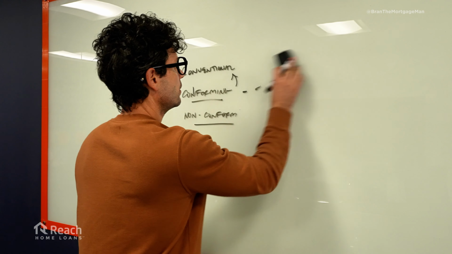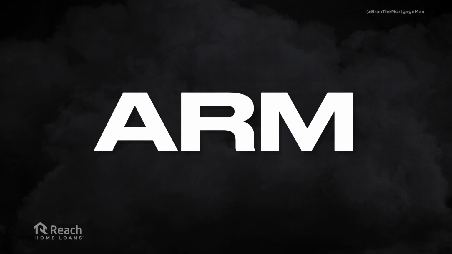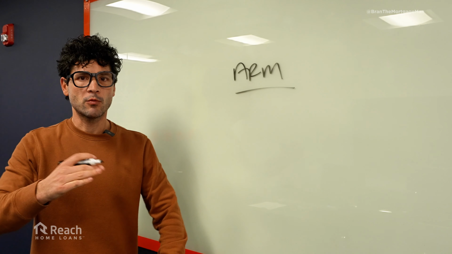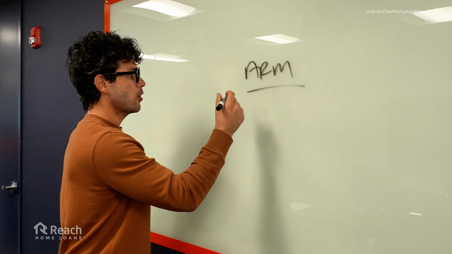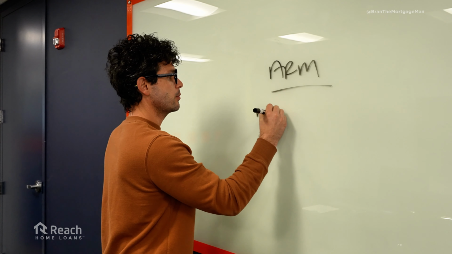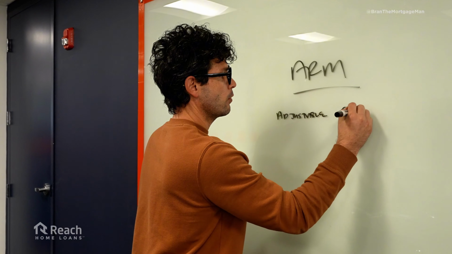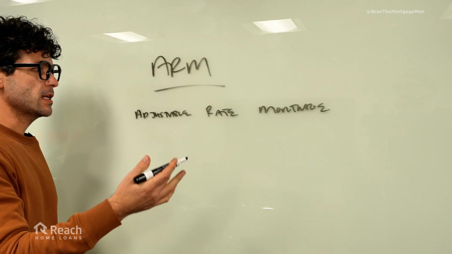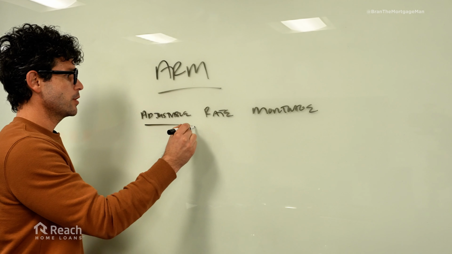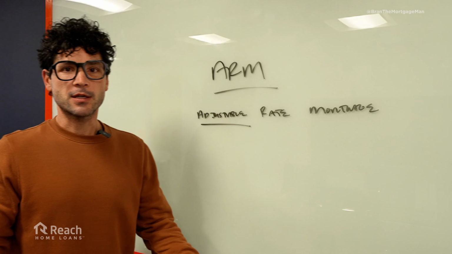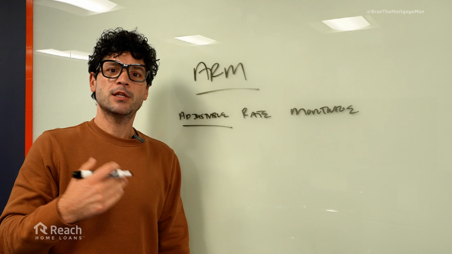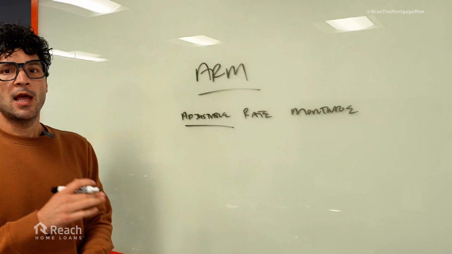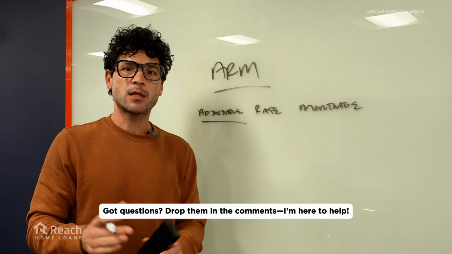One more I want to give you that's common is going to be ARM. You're going to start seeing more ARMs coming up now that rates are improving a little bit. What ARM stands for is adjustable rate mortgage. So fairly simple. I mean, this first word should tell you everything. The rate's not fixed. The rate can change, but that doesn't mean it changes daily, doesn't mean it changes monthly or yearly.